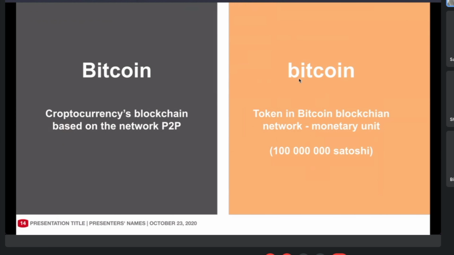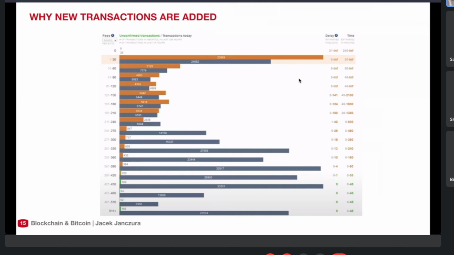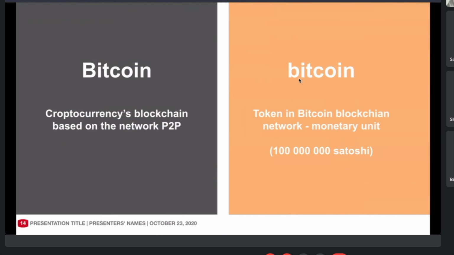Sorry, Jacek. Is Satoshi like gas in Ethereum? No. Satoshi is like a cent in a euro. Oh, okay.